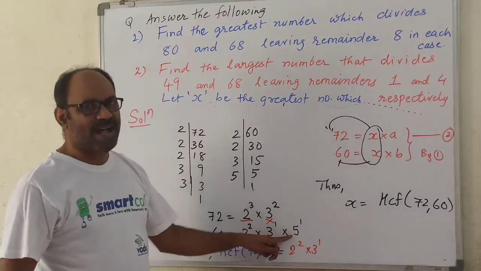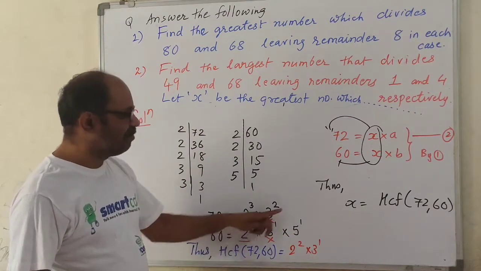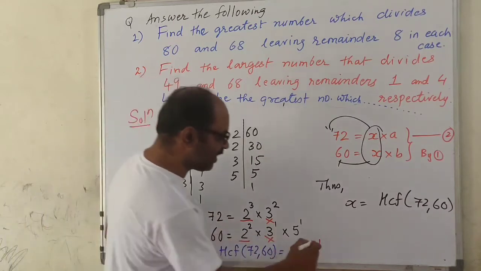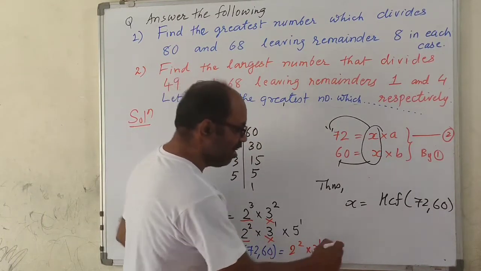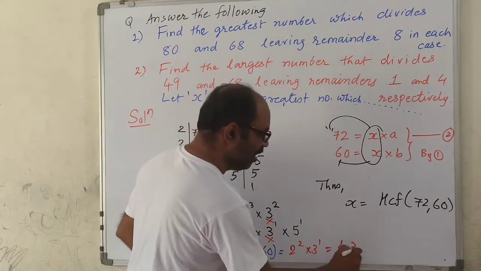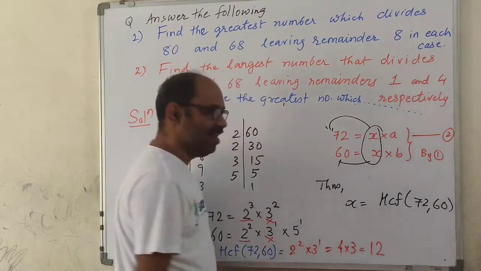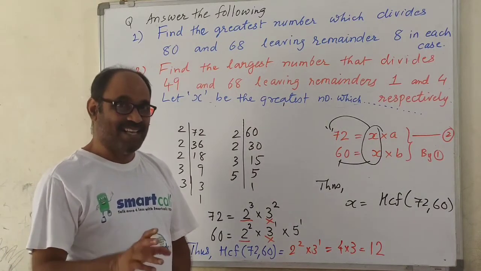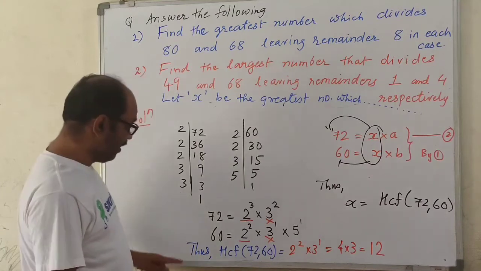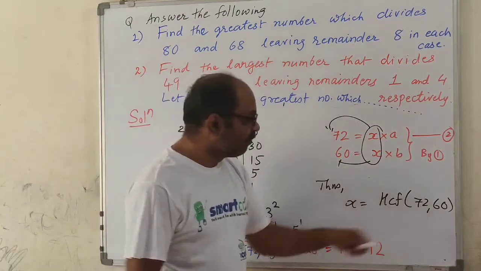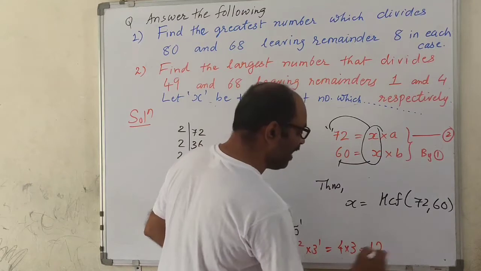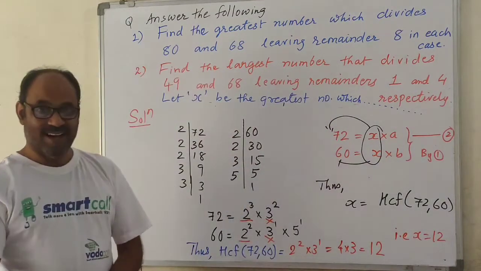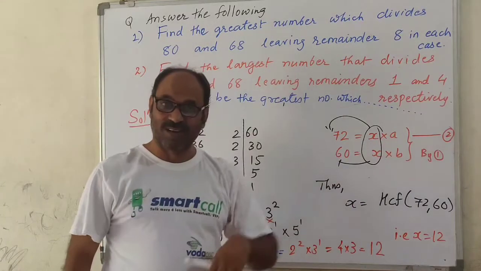Well, power with base 5 is present in the second number 60, but it's not in the first number 72. So it's not common. So this is equal to, what is 2 square? 4 into 3. And what is 4 3s are? 12. Correct? So what is HCF? 12. And what is that? That is x. HCF of these two numbers is x. So you may write down, i.e., x is equal to 12.